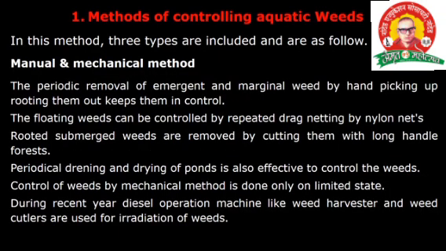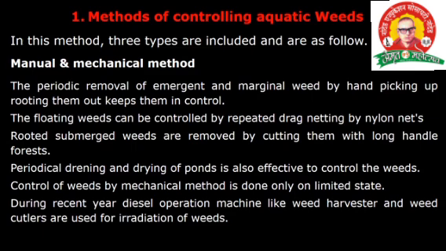Number 1, that is the method of controlling aquatic weed. How can we control? Already the points were repeated in the nursery pond. The points are the same in the rearing pond also. Manual and mechanical method, chemical method and biological method. The removal of emergent and marginal weeds by hand picking with the help of labor, uprooting them, keeps them in control.